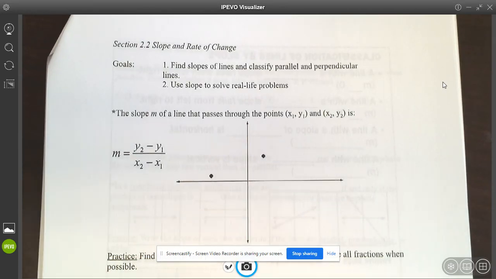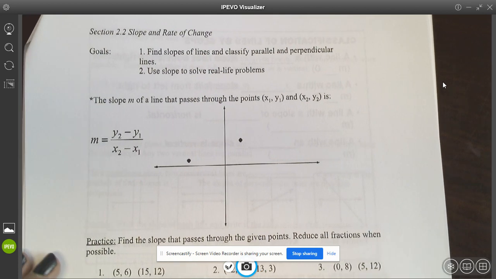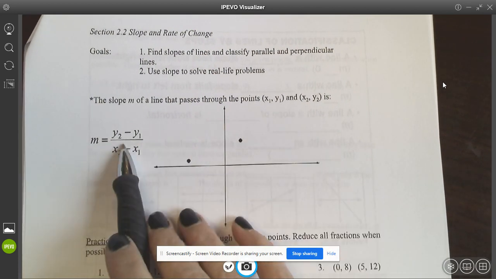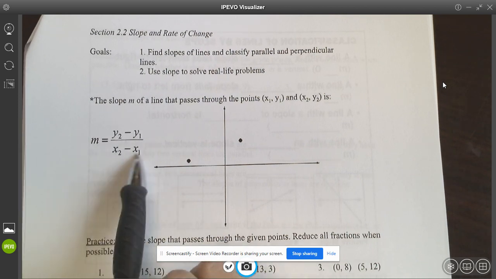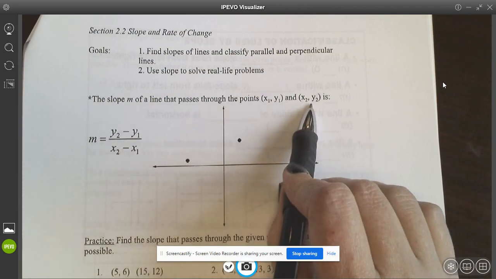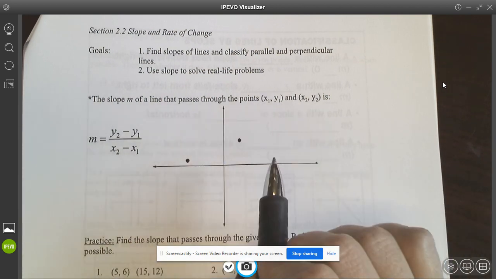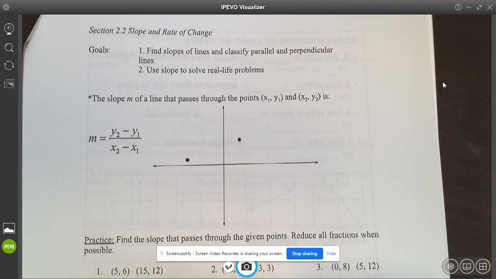For this lesson, we're going to be talking about slope and rate of change from a graph and 2 points. So if you look here at the graph, the formula for slope is the difference of y's over the difference of x's. So if you are given 2 points, you're going to subtract the y's, and then that's the numerator, and then subtract the x's, and that's the denominator.